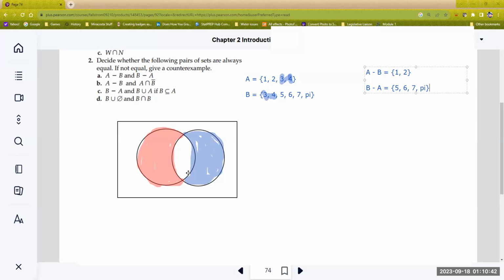And now you could show that these two quantities, A set difference B and B set difference A, are not equal in the situation you just gave. That is a counterexample, and you're ready to move on to the next one.